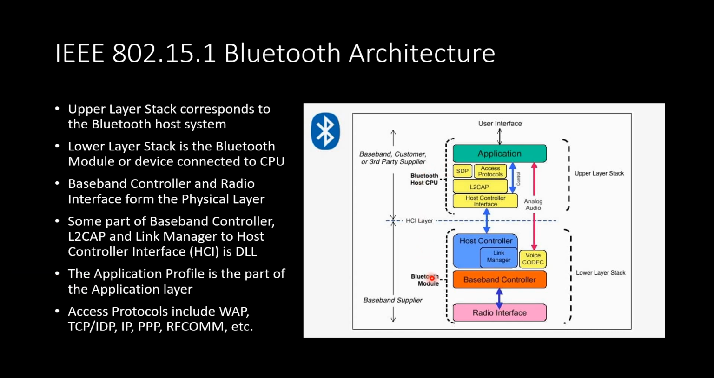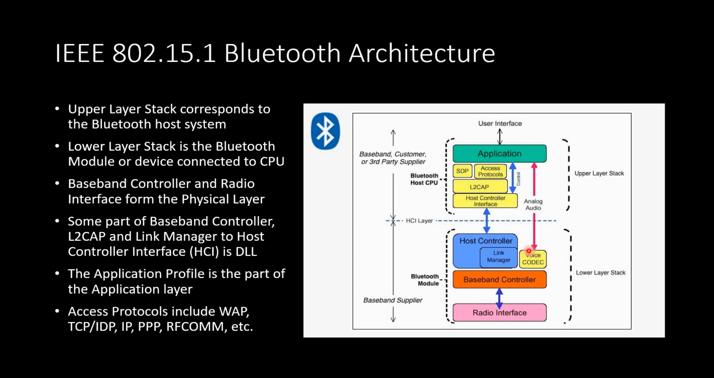So what you have seen till now is the radio part. This is the radio part, and this is the baseband part. As you can see, there is a two-headed arrow which indicates communication between the radio interface and the baseband control. This means there is a difference between the top part and the bottom part of the lower layer stack. The bottom part, the host controller, link manager, voice codec, baseband controller, radio interface, etc., is the lower layer stack, which is part of the Bluetooth module.